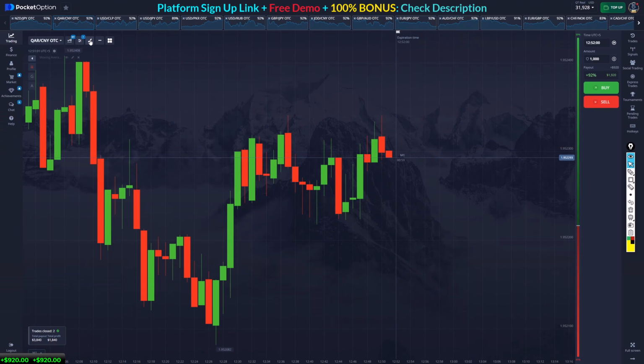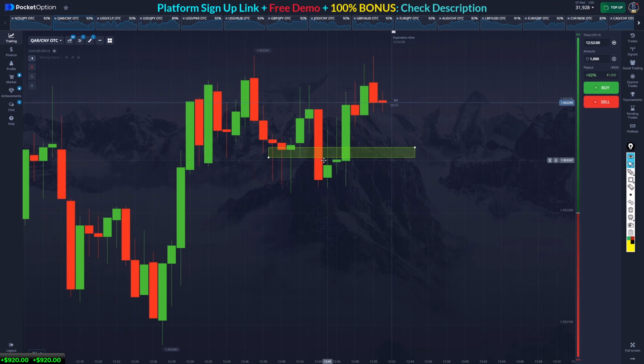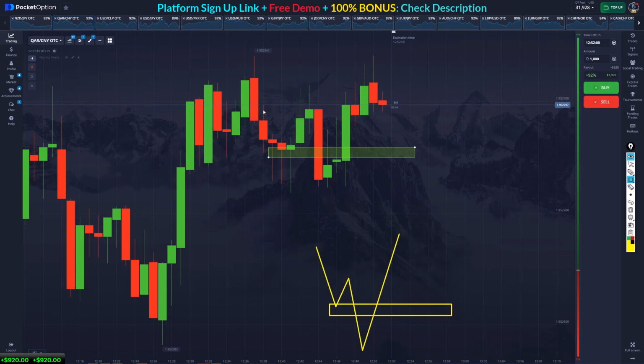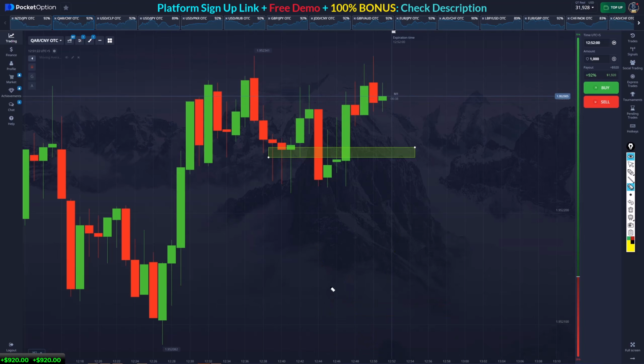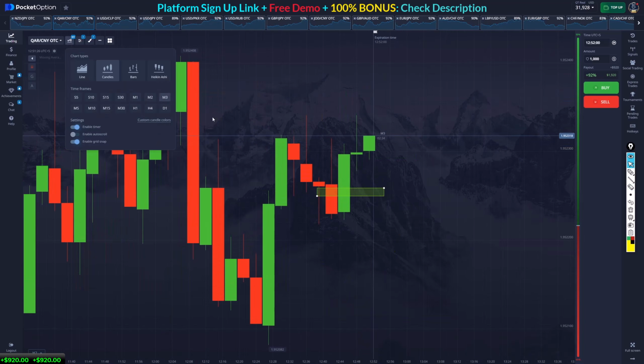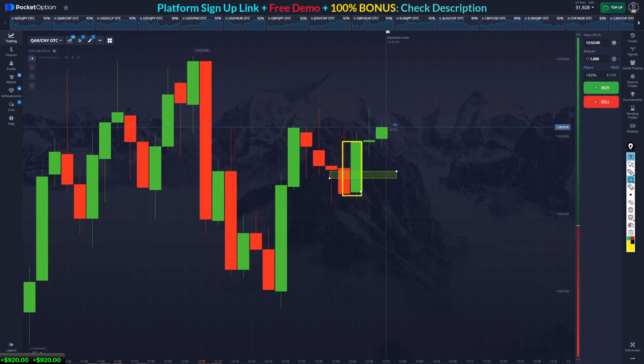All right, this is the QM setup. You know, this is not a high quality QM because the shadows are coming down. It's kind of this kind of movement. The perfect QM setup looks like this, okay? And the shadows shouldn't exceed this. But in this case, it does. So I would say this is not a perfect QM, but we have higher time frame engulfing candle.